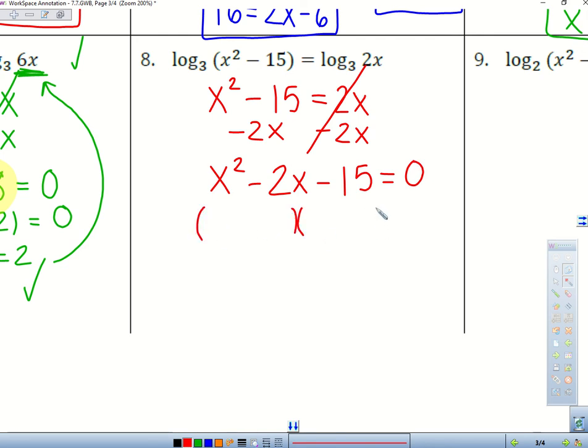-5 and 15. Good. -5 and +3 multiply to give me -15, but add up to -2. So I set these each equal to 0, and I get these two possible solutions. I don't know if they are true solutions yet, because I have to verify it.